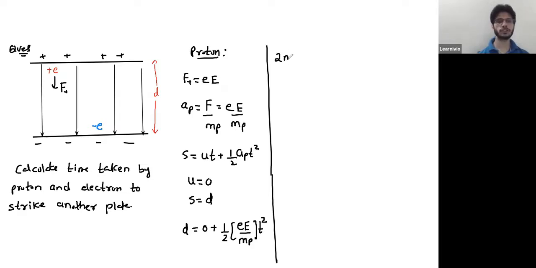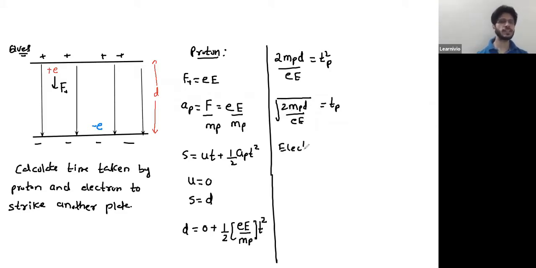So this is twice the mass of proton into d over E is t square. So you can calculate t here. It's the time for proton. It's the square root of 2 mp d by E.